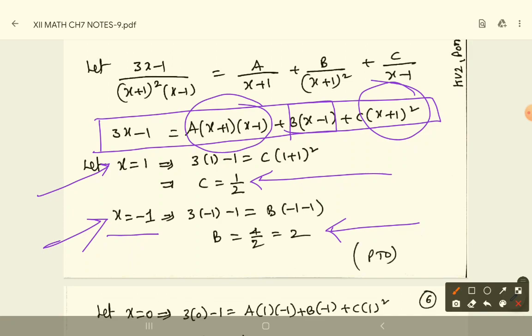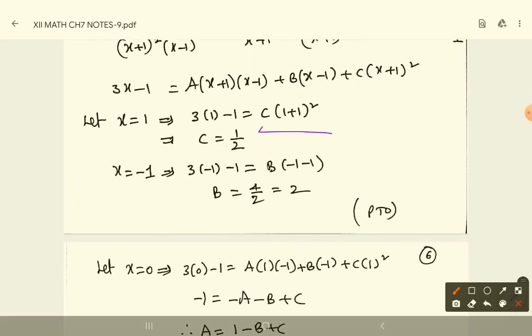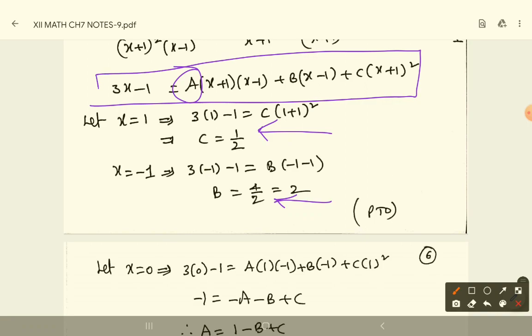Now what value must be taken? Because I identified x is equal to 1 and x is equal to minus 1 from these factors, I got 2 values for x. Now what should I take? You got only 2 values, for C and B. The A value is left. For that you take, according to your wish, any convenient value. You take x is equal to 0. Simplification will be easier.